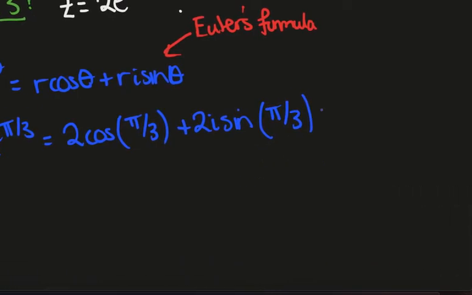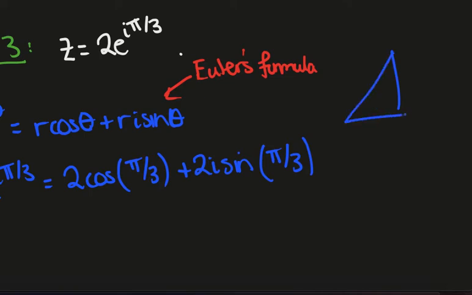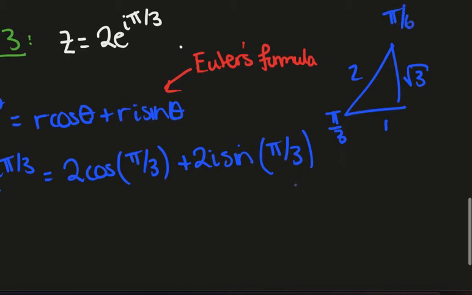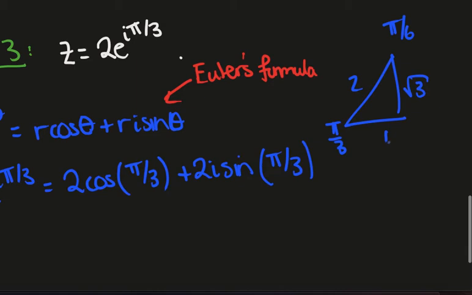Now to evaluate cos pi on 3 and sine pi on 3, I'm again going to use my triangle, 1, 2, root 3, pi on 3, pi on 6. This triangle is very easy to remember because you just go 1, 2, 3 and then just put a square root on the third term. And to remember that pi on 6 goes here, you just go 6 is big, 3 is big, and so I'm going to put them together. That's all I ever used to remember it, and I've remembered it for years.